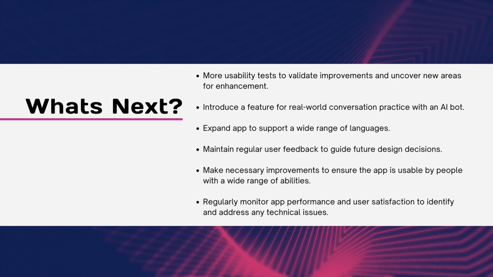As we move forward, we have a clear roadmap of the steps we need to take to enhance our app. One of our immediate priorities is to conduct further usability tests. These tests will help us validate the improvements we've made and uncover new areas that might need enhancement. We're also excited about the prospect of introducing a new feature that allows users to practice real-world conversations with an AI bot. We believe this feature will significantly enhance the language learning experience for our users.